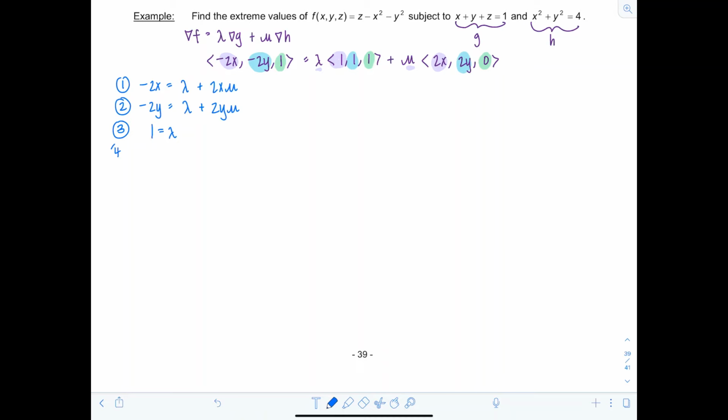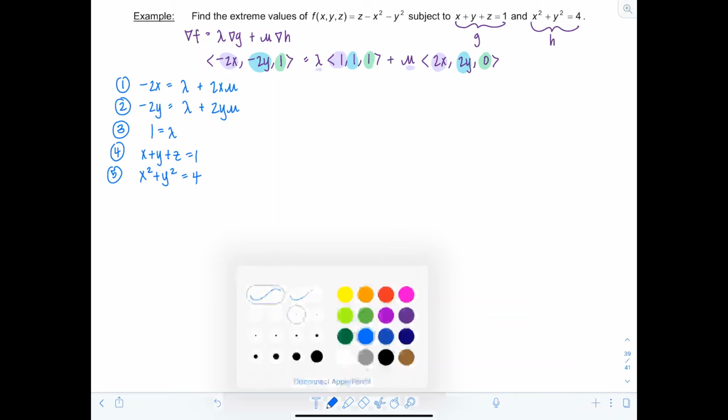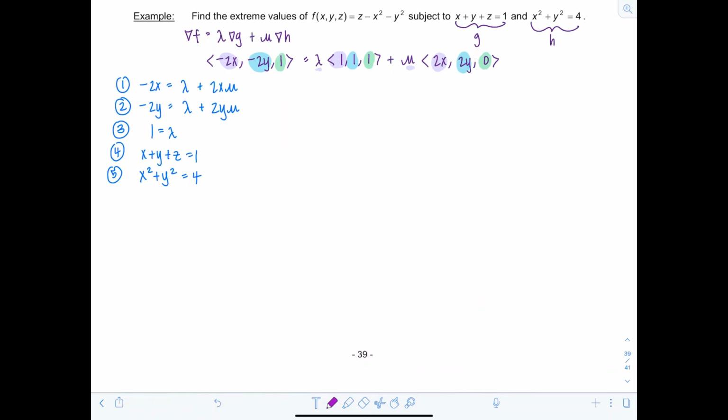Very nice. And then equation 4 is going to be constraint equation g, so x plus y plus z is 1. And then equation 5 is going to be x squared plus y squared equals 4, our other constraint equation. And then check. We have 5 unknowns, right? X, y, z, mu, and lambda. And we have 5 equations here. So we can solve the system. So how to begin? Well, I noticed if I play around with equations 1 and 2 and subtract them, I can get somewhere a little interesting.